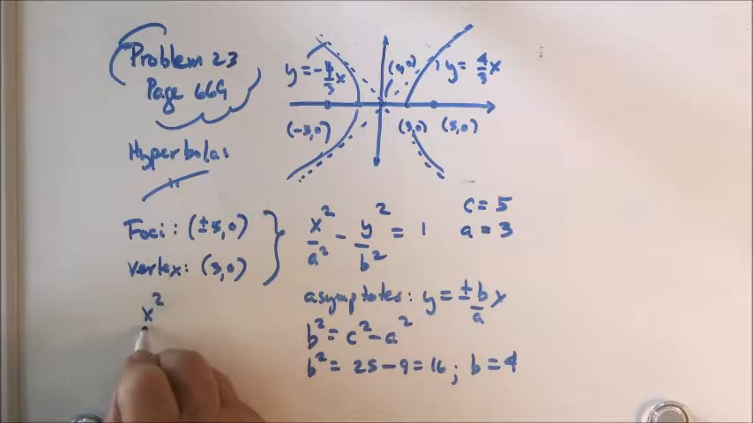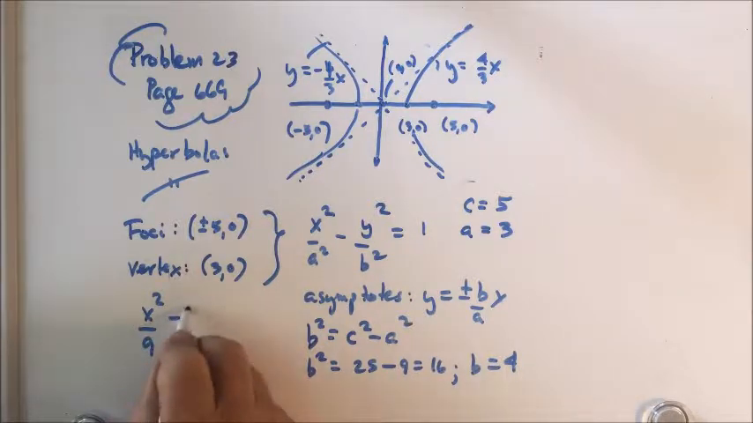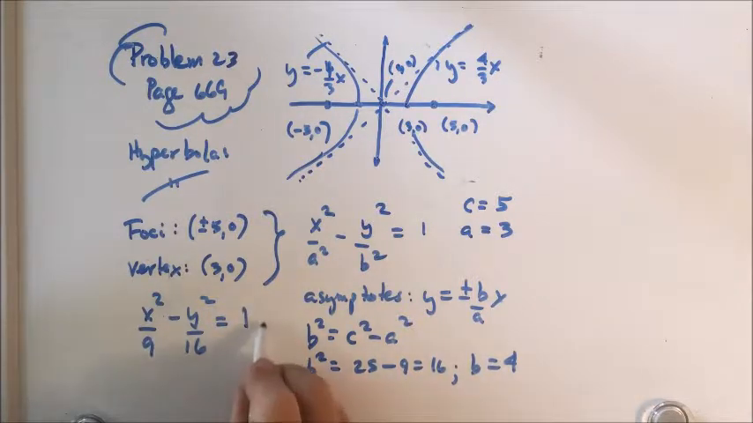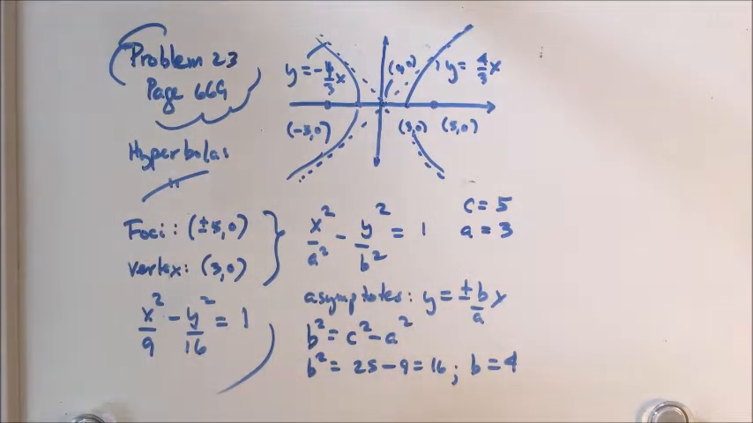So all I have to do is put this data in. I'm going to get x squared all over a squared minus y squared all over b squared is equal to 1. And I believe that's all that this problem wanted. 669, 23. Find an equation, draw the graph. Okay, move on.